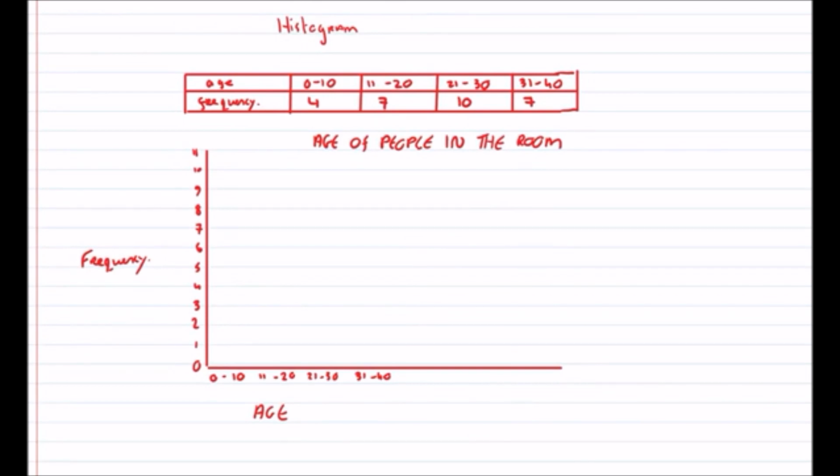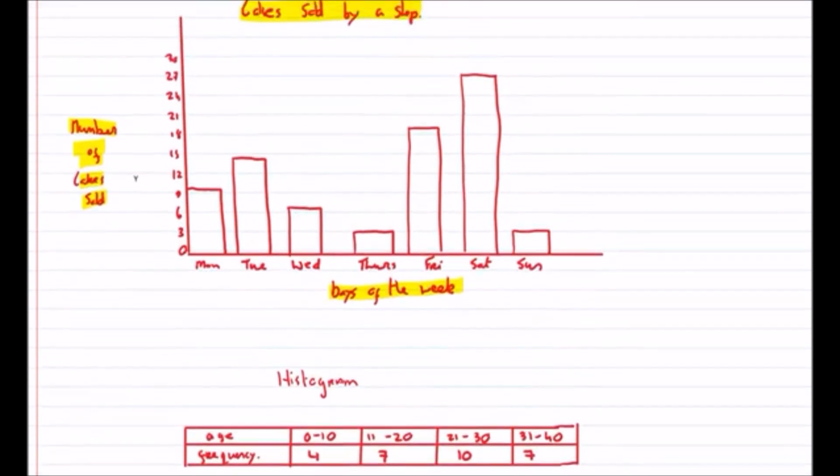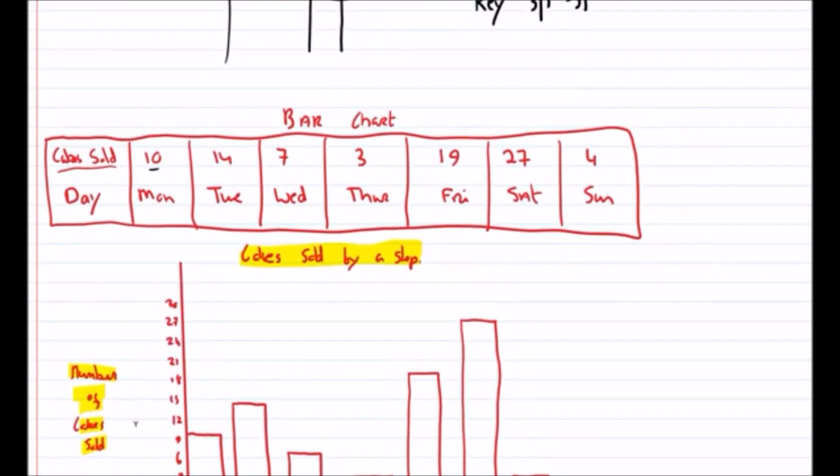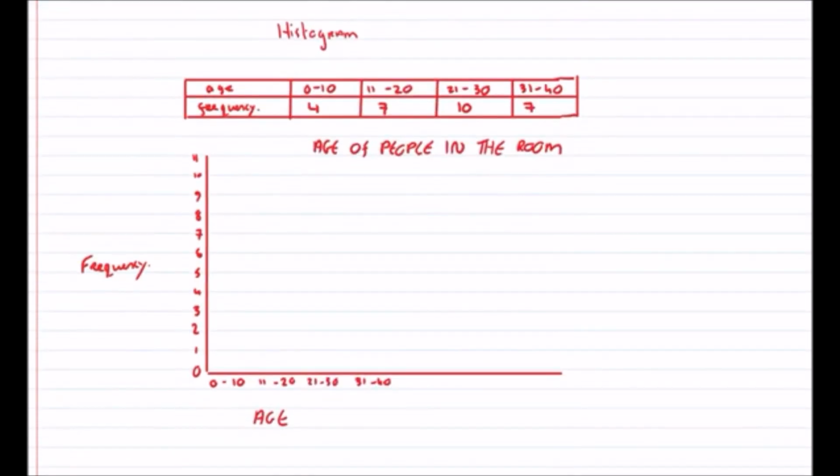Okay, next up we have a histogram. Histograms are like bar charts, except they deal with continuous data. So for instance, in bar charts we have set numbers. So if you look here, 10, 14, 7, 3, 19, 27, 4. However, in histograms we have this more continuous based data, so 0 to 10, 11 to 20. Okay, they work the exact same really as each other, except I suppose the histogram has the bars stuck together. That's really the only difference.